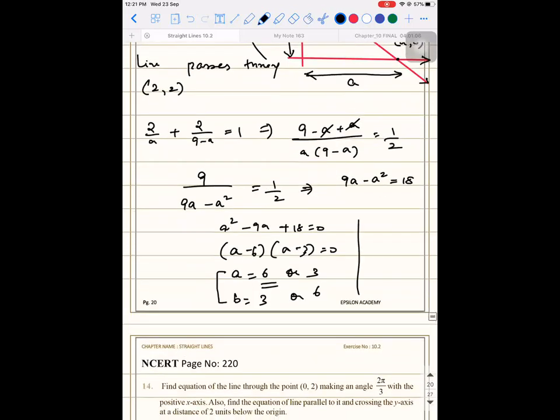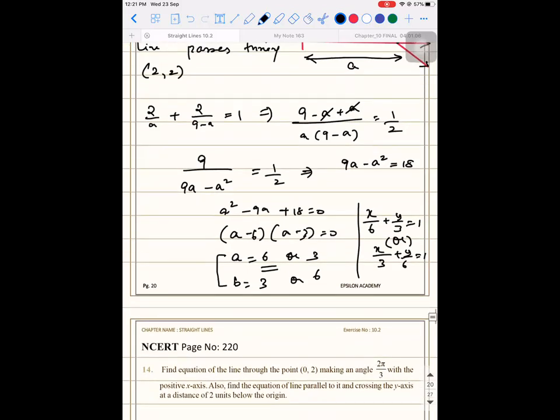So what will be the required equation? X by 6 plus y by 3 is 1, or x by 3 plus y by 6 is 1. Both are right equations. And if you observe, both these lines will pass through the point 2, 2. If you want, you can substitute and check. Clear?